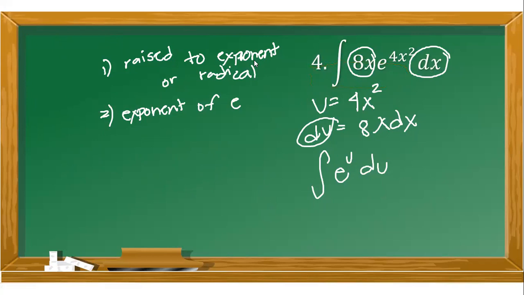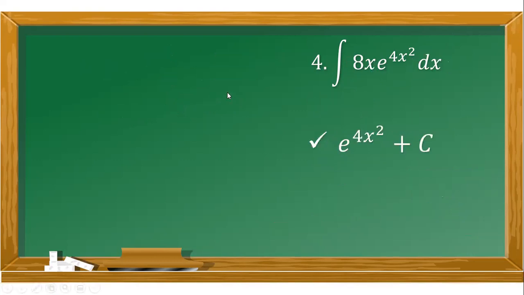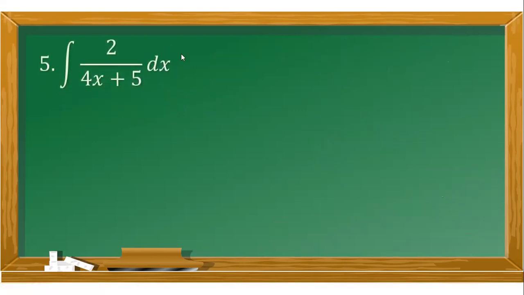So the integral is e raised to u plus c. As simple as that. Okay. So e raised to u plus c. So u, babalik lang natin yung value niya. So e raised to 4x squared, okay, plus c. And that will be our final answer. Let's have the next item.